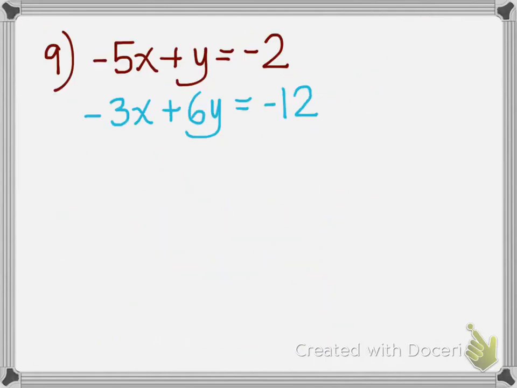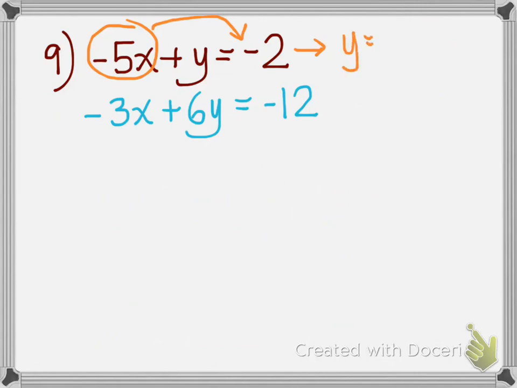Let's try number 9. If you notice, neither one of these equations has a letter by itself. So I have to rearrange at least one of them. You can rearrange both of them if you want, but we only really need to do one. This is going to be the one that looks the easiest to rearrange because y is almost by itself. All I have to do is move this negative 5x over here.